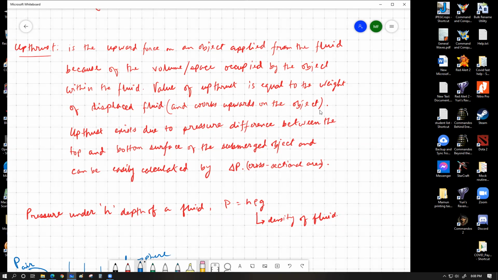This is an important part. Upthrust on an object will always work upwards. Weight always works downwards, and upthrust will always work upwards, irrespective of the object's position, orientation, alignment, whatsoever.